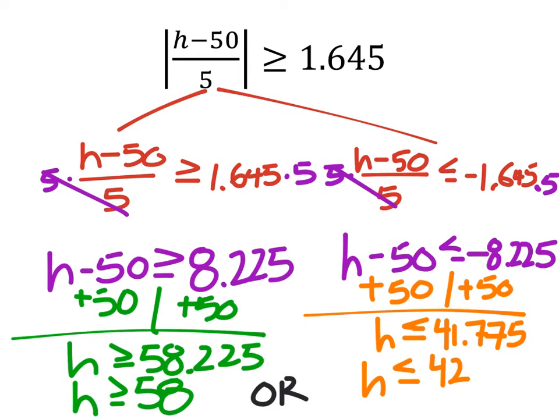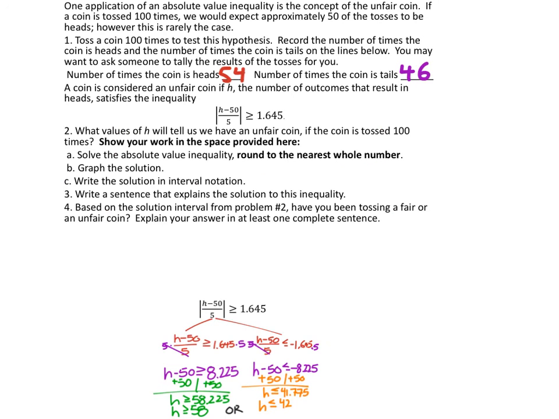And again, it's an OR statement for unfairness of the coin. So interpreting this one on the right, the orange stuff, it's saying that if you toss 42 or less heads out of 100 tosses, then it's an unfair coin. All right. So that solves the inequality.